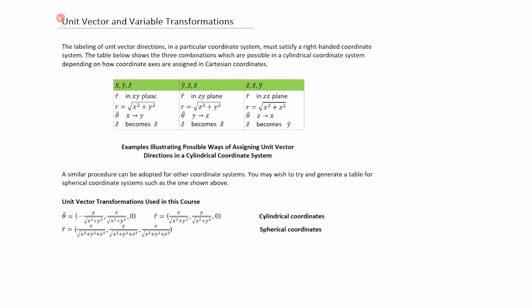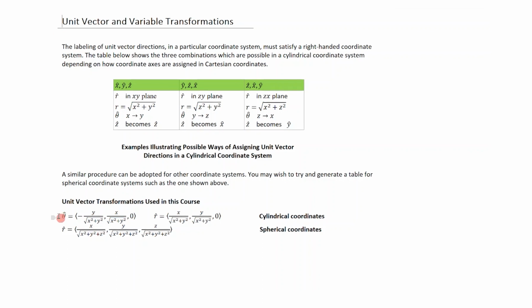You can basically choose other axes to set up a cylindrical coordinate system, but you just have to make sure that you do the transformation correctly in order to achieve a right-handed coordinate system. And so this table illustrates how that's to be done. You can do this for other coordinate systems, so it might be useful for you to try and generate such a table for spherical coordinates. Anyways, in this course, the only transformations that we'll be using are the ones shown below.